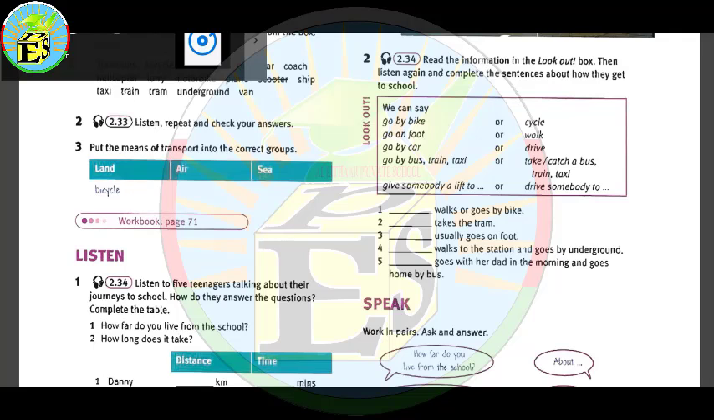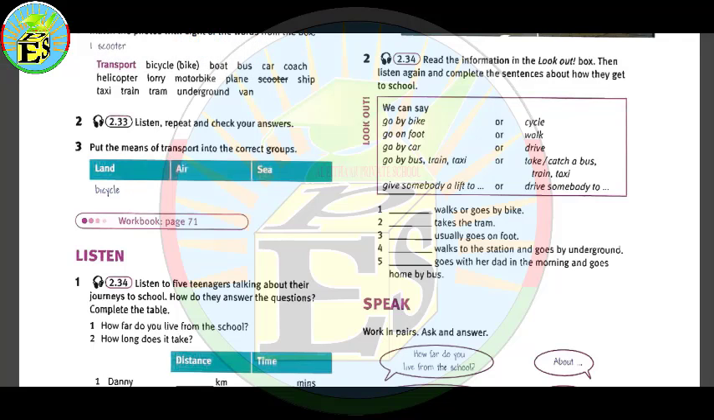Unit 9. Page 80. Listen. Exercises 1 and 2. Listen to 5 teenagers talking about their journeys to school. 1. Danny. How far do you live from the school? About 1 kilometre. And how do you get to school? I usually walk to school. How long does it take? About 15 minutes.